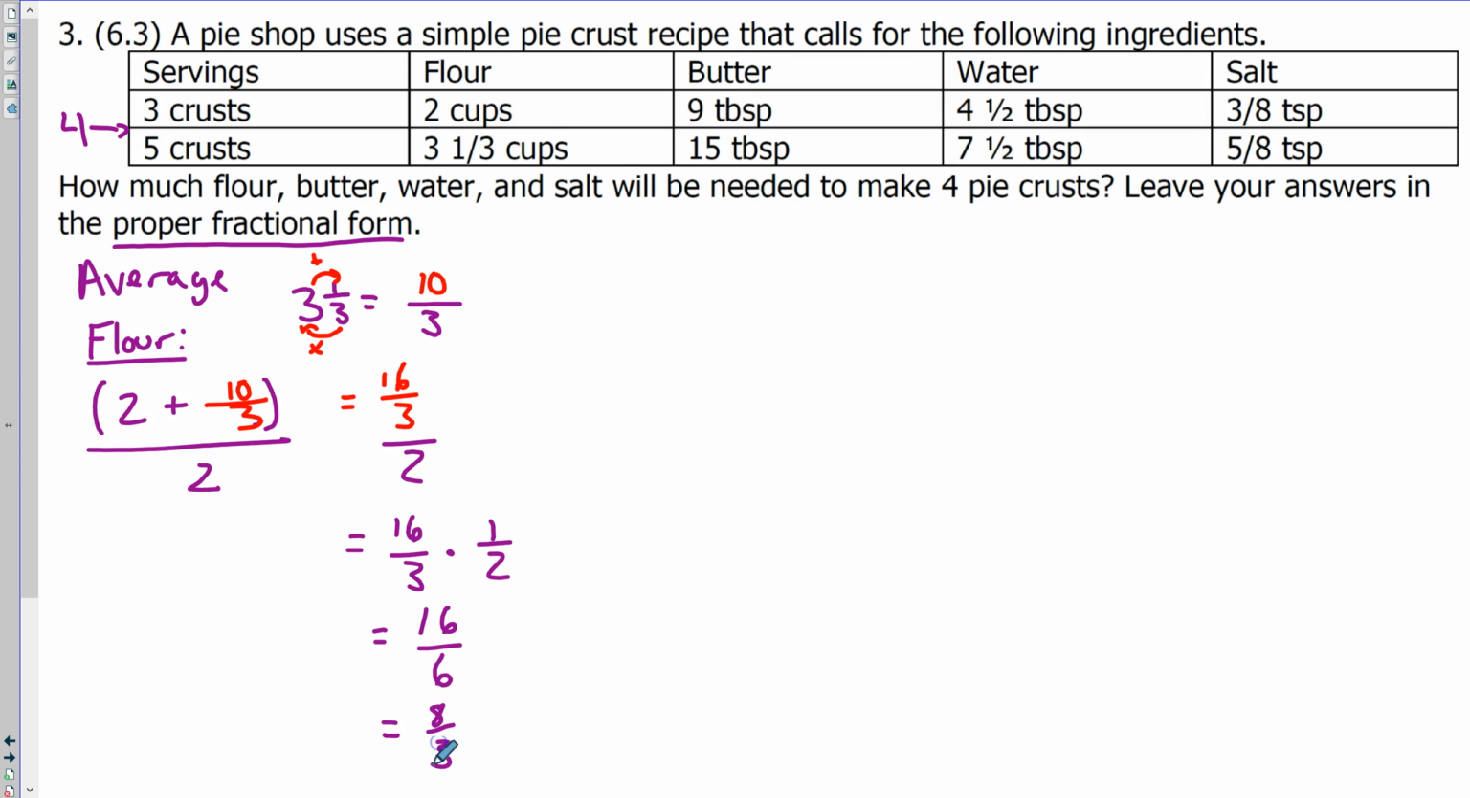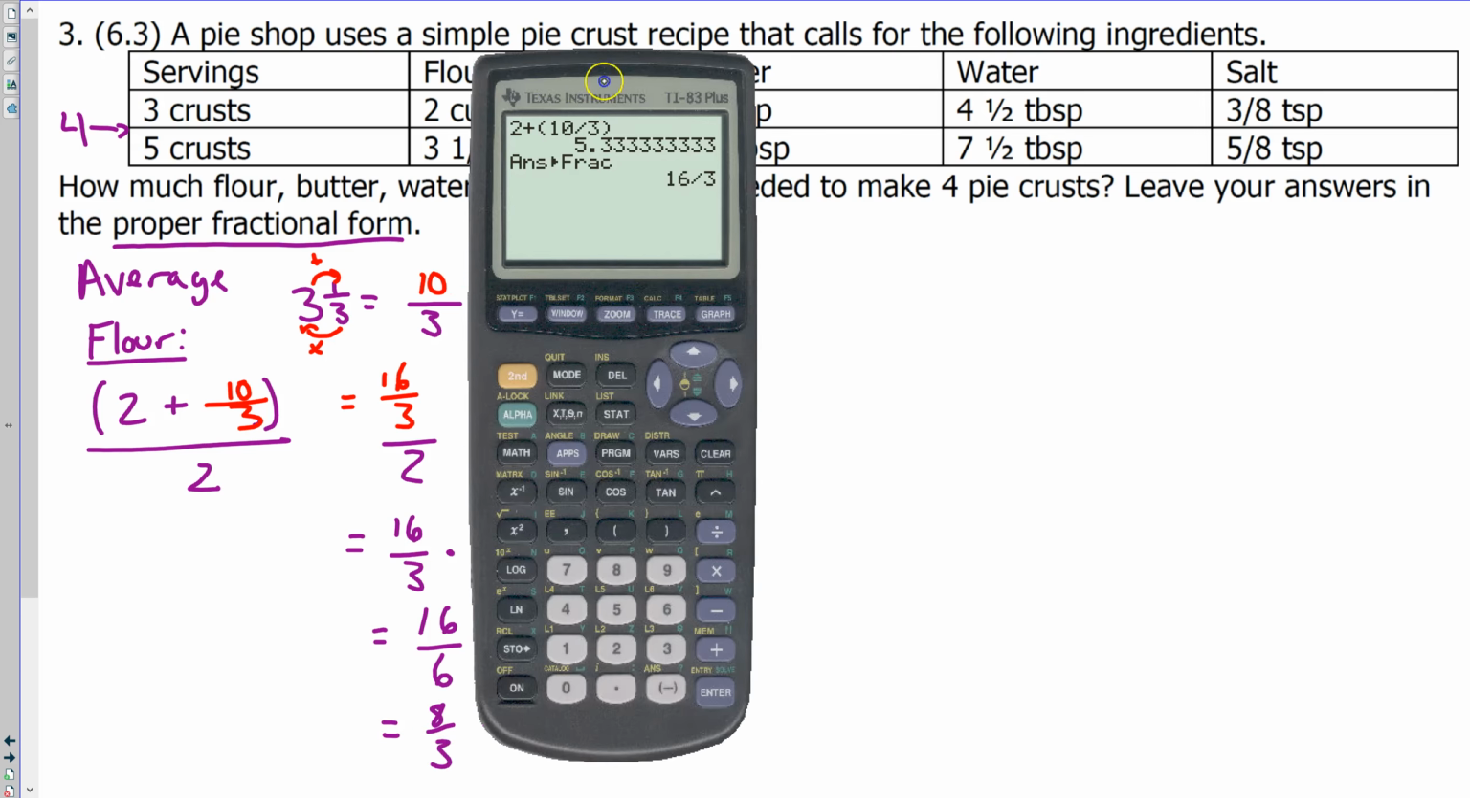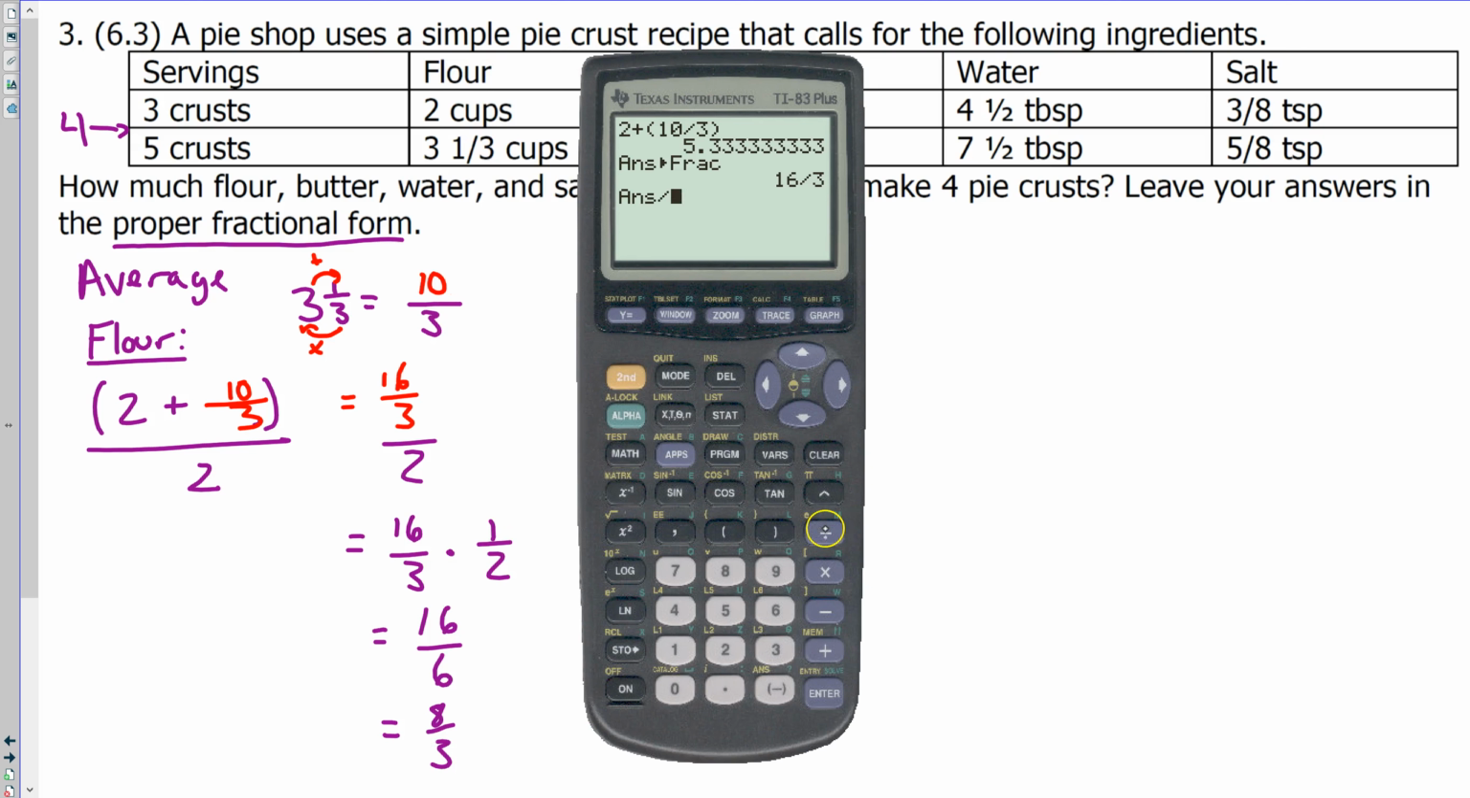So I could do it by hand. If I chose to use my calculator, I would take my previous answer, divide by 2. So if you had it as the last line of work on your calculator, you can use the answer key. If it wasn't your last line of work, then you definitely want to make sure that you do the parentheses, 16 divided by 3, closing your parentheses, and then divide by 2. So you'll get that decimal answer, and you'll have to convert it back to the fractional form.